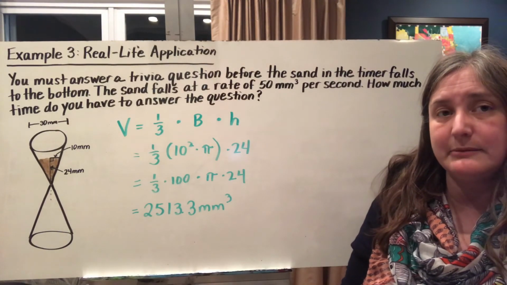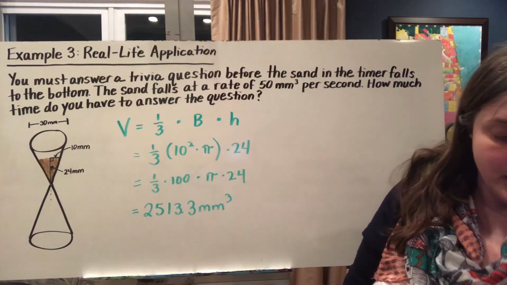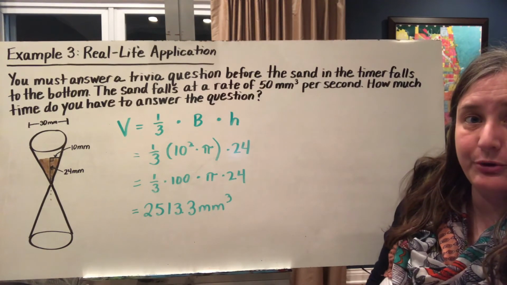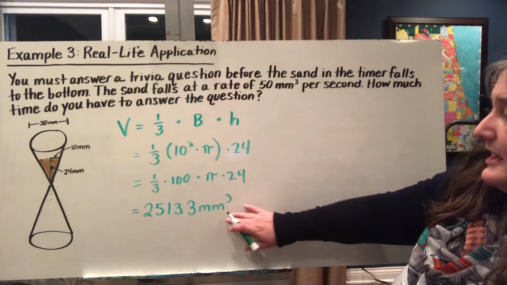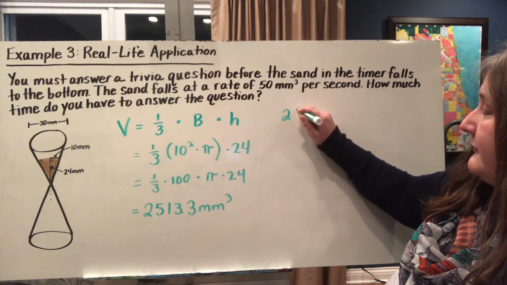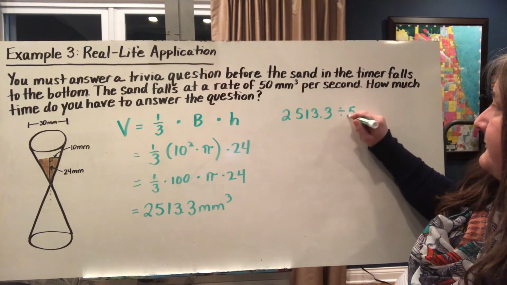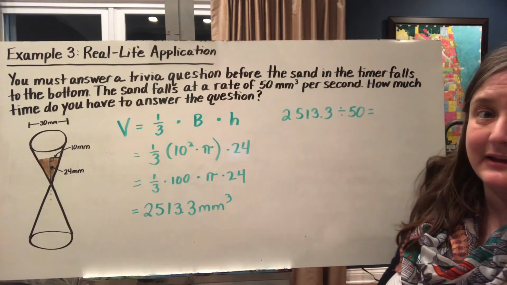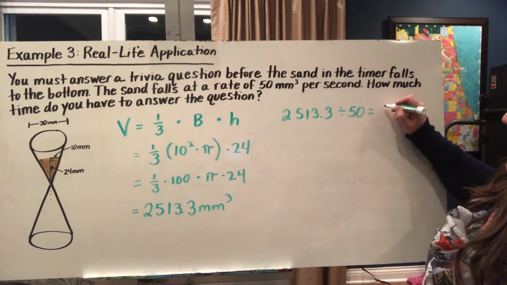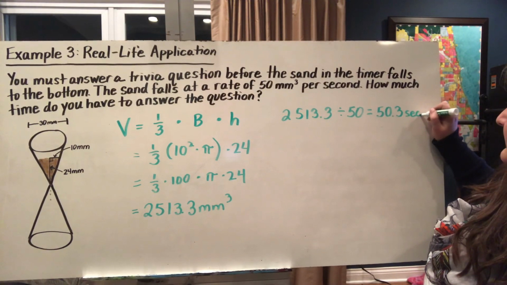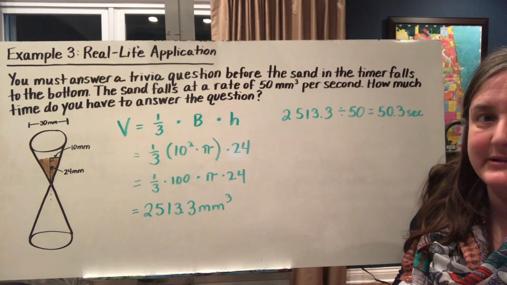But that's not telling me how long I have to answer the question. Remember, it's falling at a rate of 50 millimeters cubed each second. So I'm going to take this total, 2,513.3, and I'm going to divide it by 50 to figure out how many seconds that gives me to answer the question. And I get about 50.3 seconds. So a little bit less than a minute to answer the question.